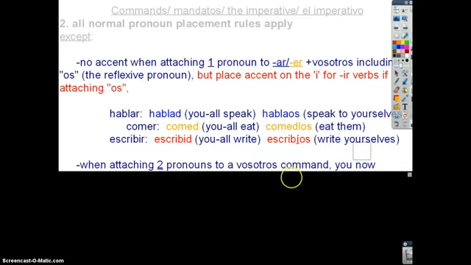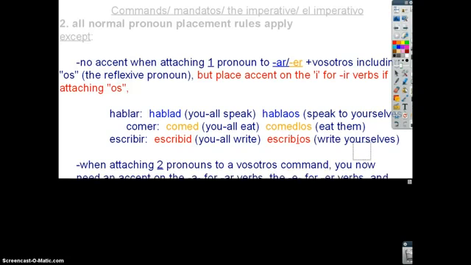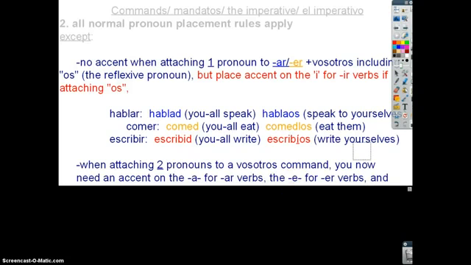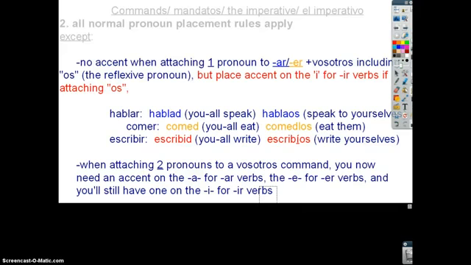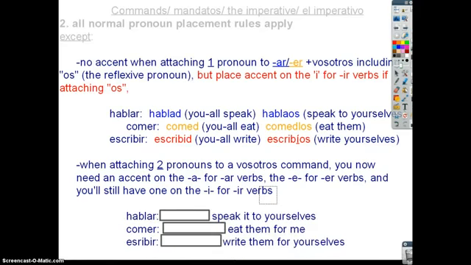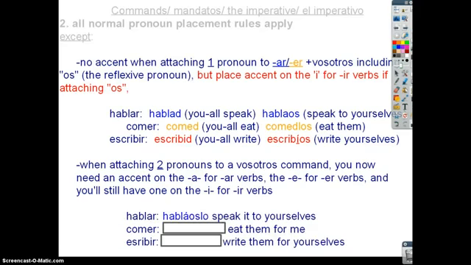But if you're attaching two pronouns to a vosotros command, you now need an accent on the A for AR verbs and the E for ER verbs. And you'll still have one on the I for IR verbs if you are attaching two pronouns. So, what will these look like? Accent goes on the A for an AR verb, accent on the E for an ER verb, and again, accent on the I for an IR verb. And if you're attaching os, you still drop the letter D. If you're attaching something else, you do not need to drop the letter D.